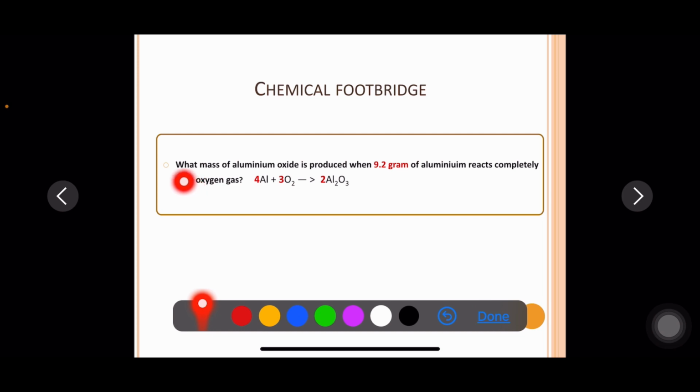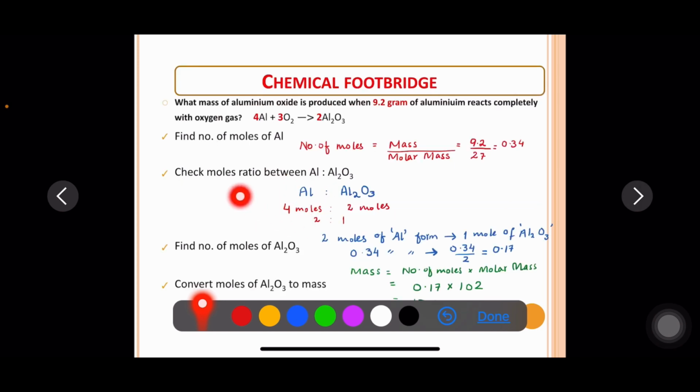So we have a question: what mass of aluminium oxide is produced when 9.2 gram of aluminium reacts completely with oxygen gas? Here is the balanced chemical equation. First of all, find out the number of moles of aluminium. Number of moles is equal to mass divided by molar mass. Mass is given, 9.2 gram. Divide by the molar mass of aluminium, that is 27.